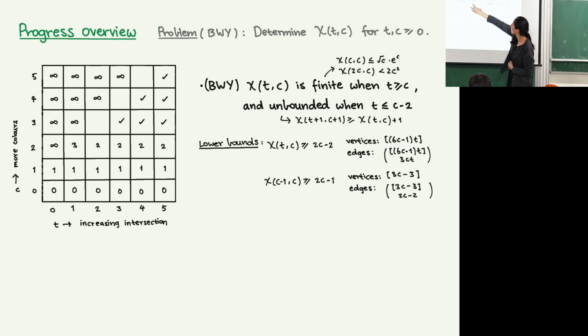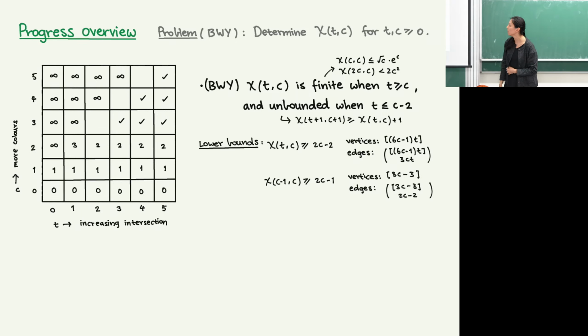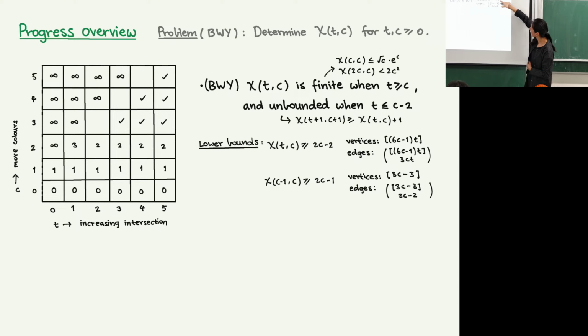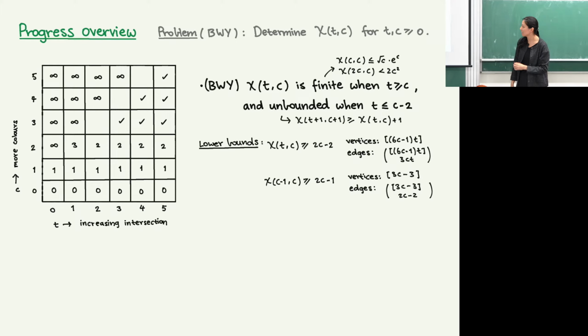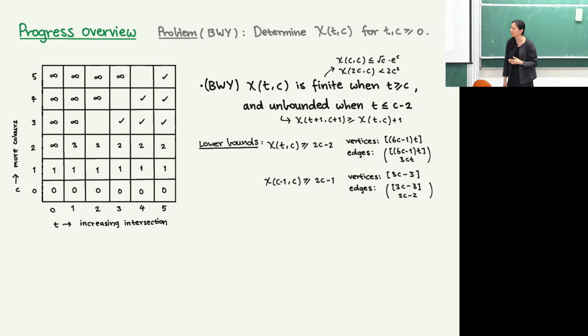There's a slightly different bound though for chi c minus 1, c. In that case, what we find is that it's a little better, it's at least 2c minus 1. And again, the example is quite easy. So here it's a hypergraph with 3c minus 3 vertices, and every edge of size 2c minus 2. So again, you can check that the intersection size is correct at least. Okay, so they had these lower bounds.